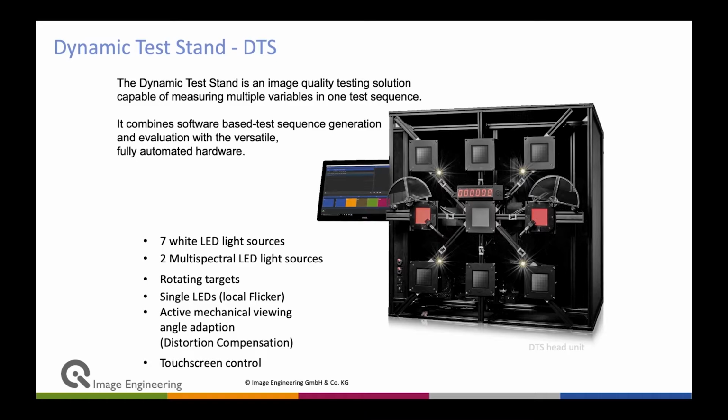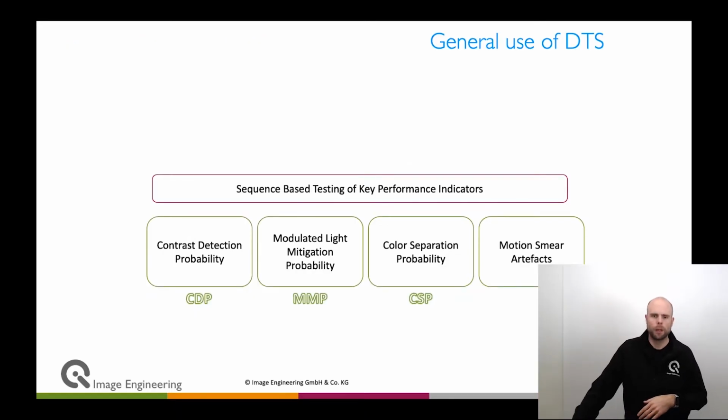So the DTS features 7 white LED light sources that can also flicker and are used for the CDP, 2 multispectral LED light sources, so basically CAL2 devices. It has small single LEDs that can also be used for flicker artifacts, and active mechanical viewing angle adaptation. Long word for distortion compensation. And everything is combined with a PC with touch control, so you can easily work with that.